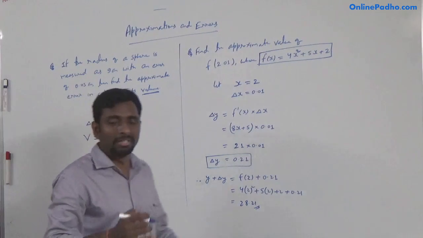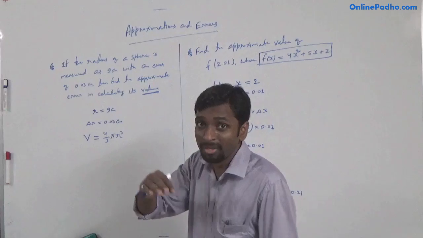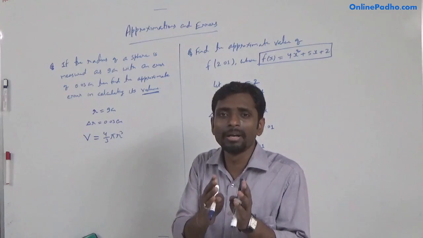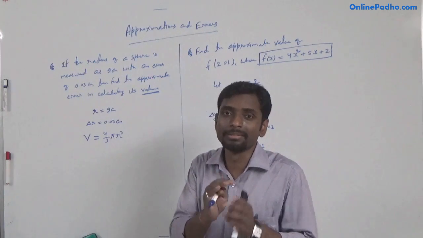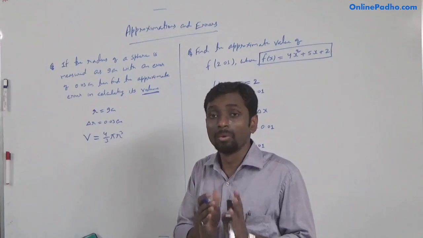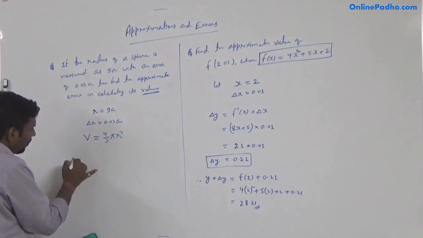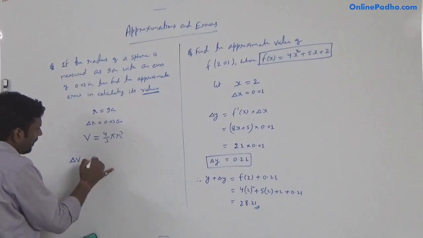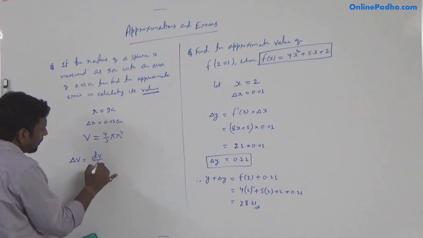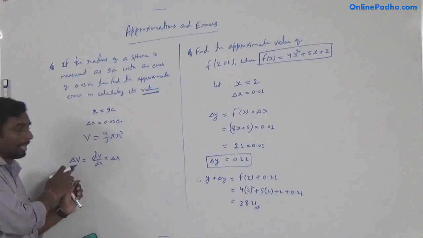So now we have a function, r and delta r. We have to find the value of delta v only. Delta v is what? Delta v is the approximate error in calculating the volume. No need to find v plus delta v. So how can we find delta v? You know, delta v is equal to dv by dr, that is the derivative, multiplied by delta r. This is the value of delta v.